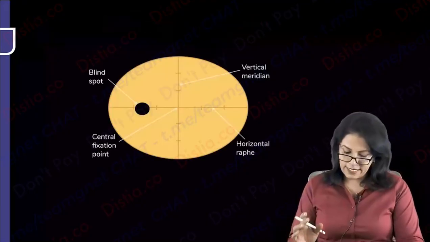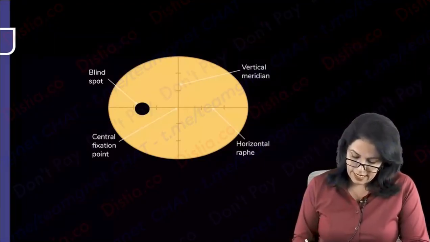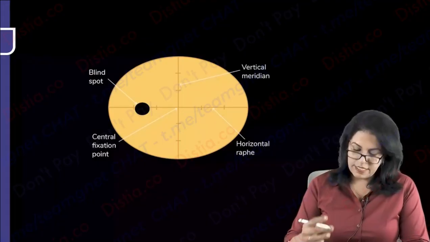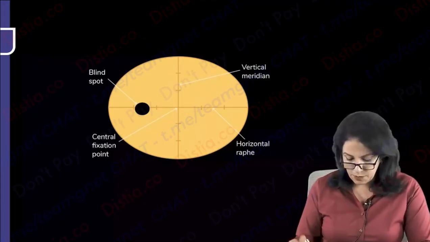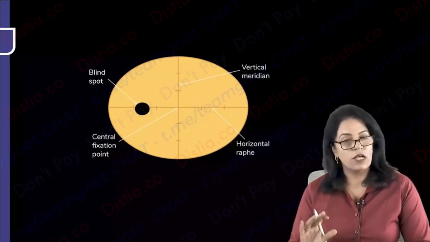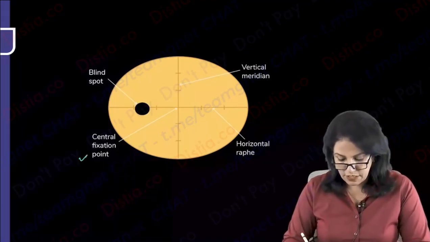Let's have a look at this slide. If we just understand this slide, this is a simple representation: vertical and horizontal meridian, right? The blind spot is shown and central fixation. So this is how you are testing the visual field, where you are asking the patient to look at the central fixation point, which is here.